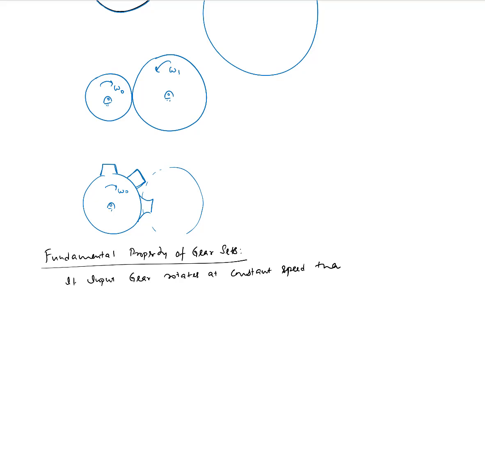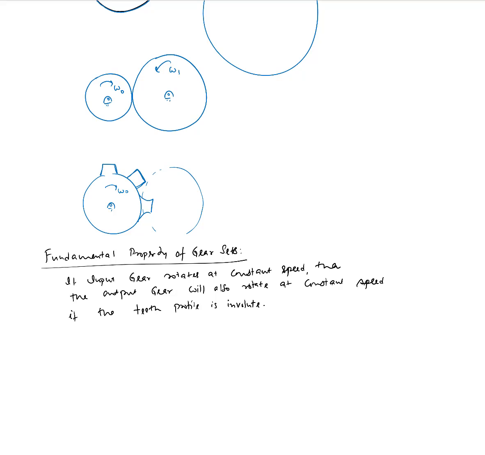So this involute profile geometry of the teeth gives rise to what we call the fundamental property of gear sets, which basically says that if your input gear rotates at constant speed, then the output gear will also rotate at constant speed if the teeth profile is involute.